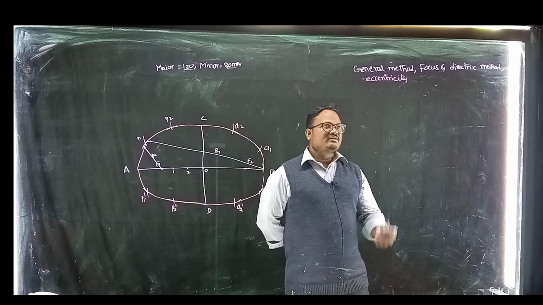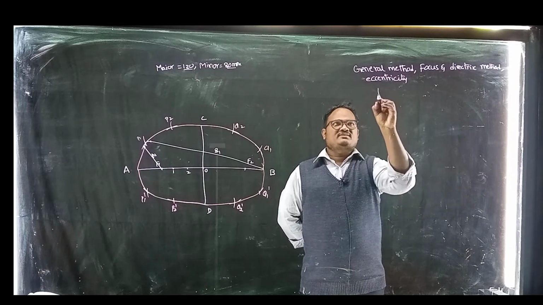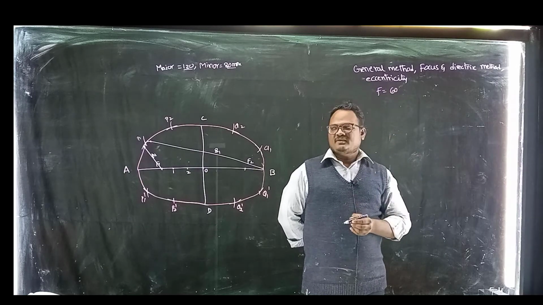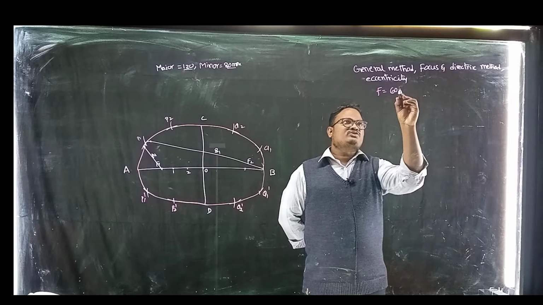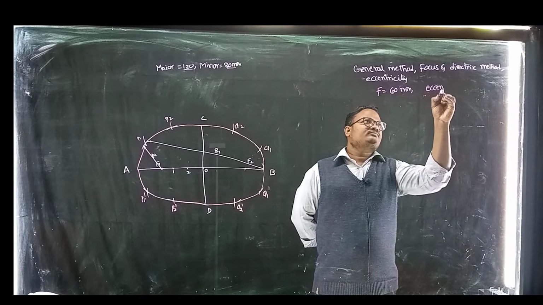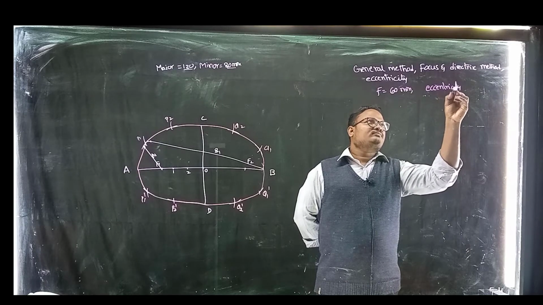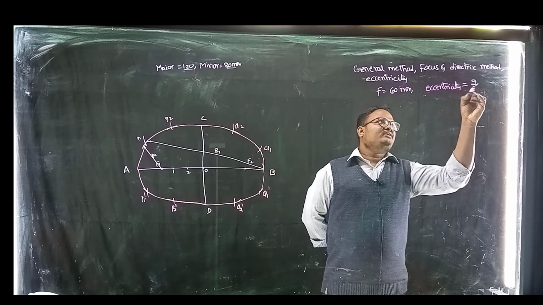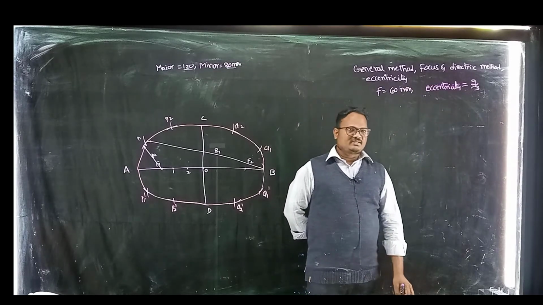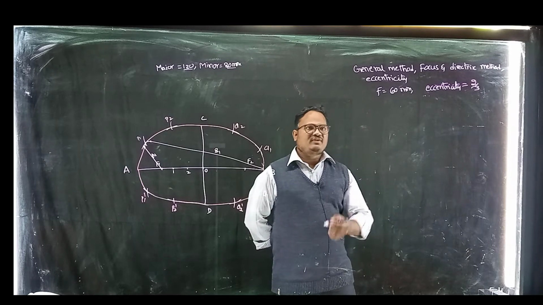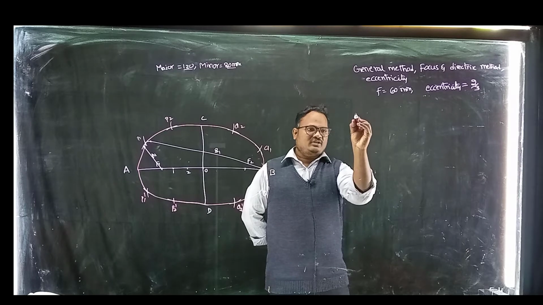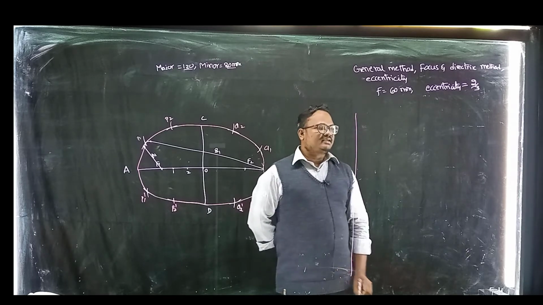In this method, most probably they will give the focus as a fixed point, 60 mm or 50 mm. I am considering focus F equals 60 mm. Eccentricity they will give as 2/3, 4/3 like this. I am considering eccentricity as 2/3. So first of all, draw one vertical line, that is nothing but the directrix line.